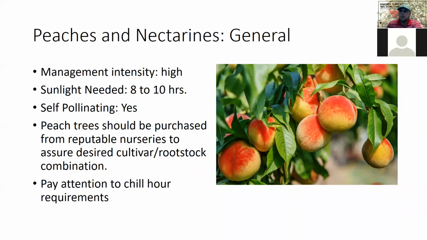Sunlight needed: they need to be planted in areas where they can get at least 8 to 10 hours of sun a day. Are they self-pollinating? You'll see a recurring theme throughout this presentation of these same questions, and these are important things to know if you're going to plant any type of fruiting tree. Sunlight requirements. Are they self-pollinating, meaning will they produce fruit on their own, or do they need cross-pollination by another variety? It's important to know that. It's also important to purchase peach trees from reputable nurseries.